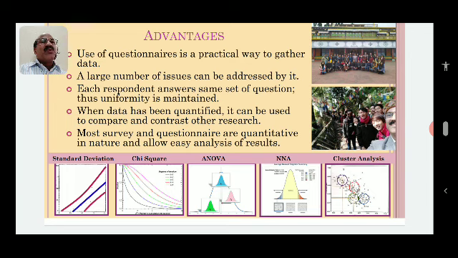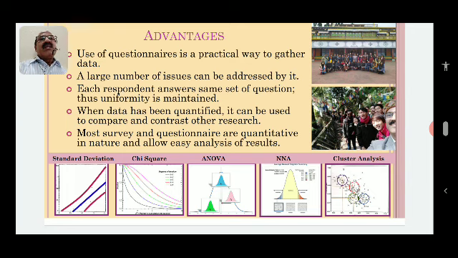The second photograph shows we were going to the government department of Sikkim, where they arranged a lecture on 2 themes. So that is a practical way to gather data. You can get certain value additions. A large number of issues can be addressed by it.